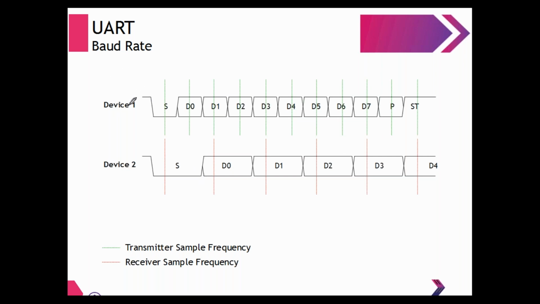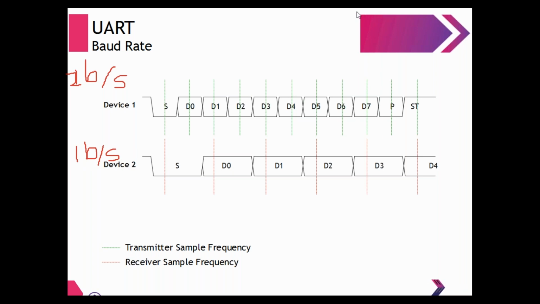Now these devices have different data rates. Let's assume device 1 is transmitting 1 bit per second. Oh, I'm so sorry, not 1. Let's say it is transmitting 2 bits per second, and device 2 is receiving 1 bit per second. So the frequency for device 2 is 1 hertz and for device 1 is 2 hertz. 2 bits are transmitted per second versus 1 bit per second. Now see how this communication is going to happen.